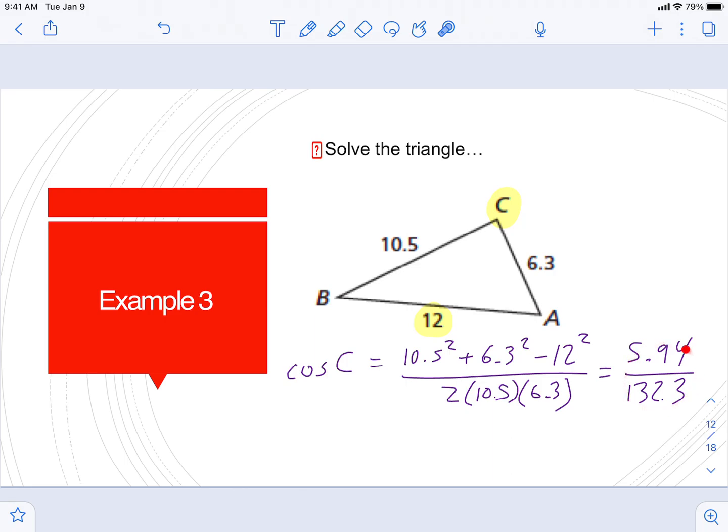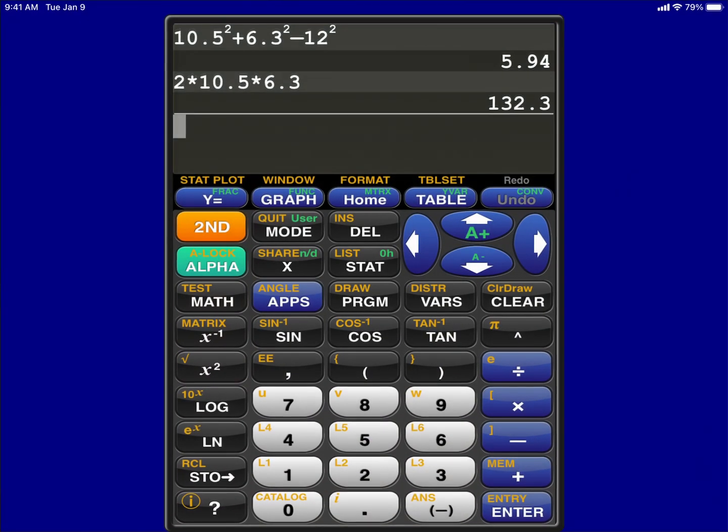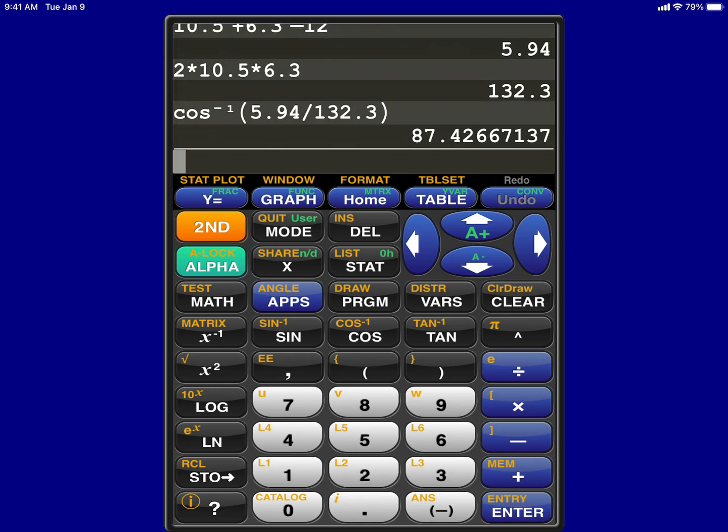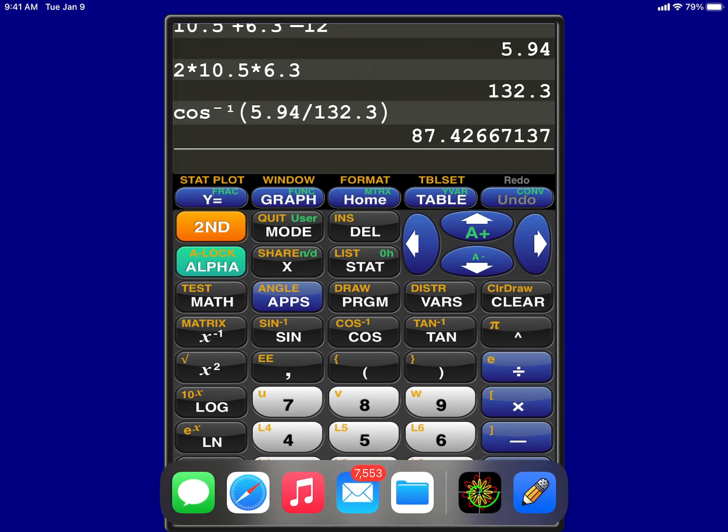This is a much better number to use in the calculator now than to try to do inverse cosine of all of this, because now I can do that C is equal to cosine inverse of 5.94 over 132.3. Much easier to do in the calculator. So second cosine, and that was 5.94 divided by 132.3. And we get 87.43.